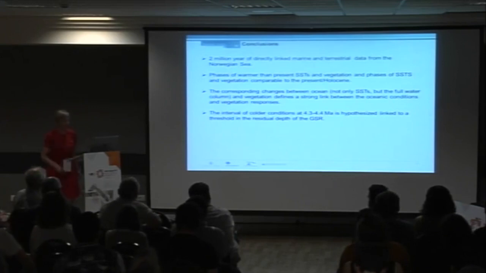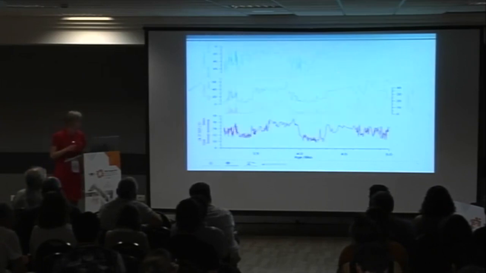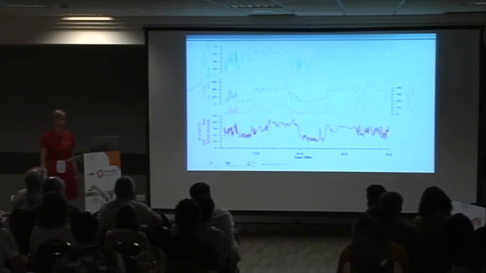And I also say, as I speculate, that maybe this interval, the cold interval before 4 million, could be somehow linked to minor disturbances in the Greenland-Scotland Ridge. And I'll leave it there by just showing you this beautiful data once more, and take questions if you have them.